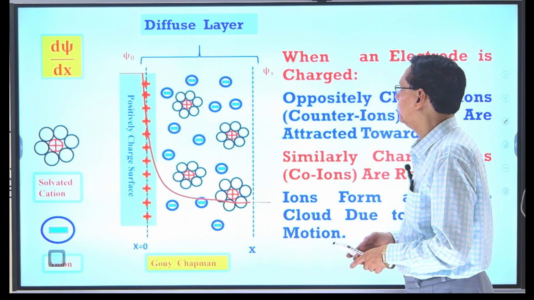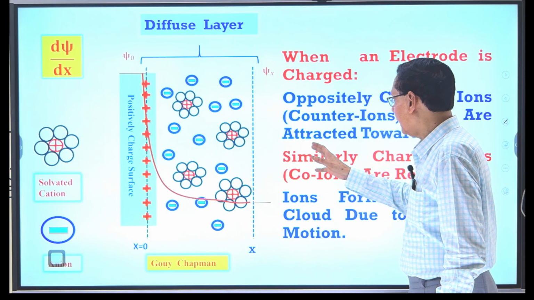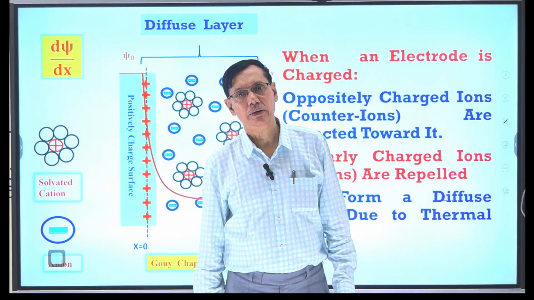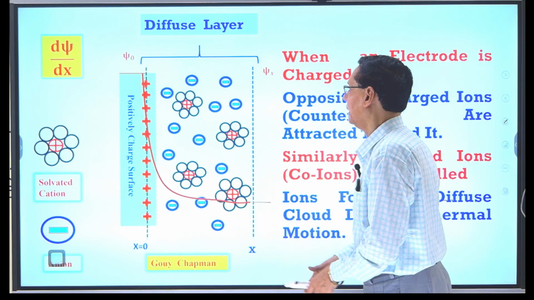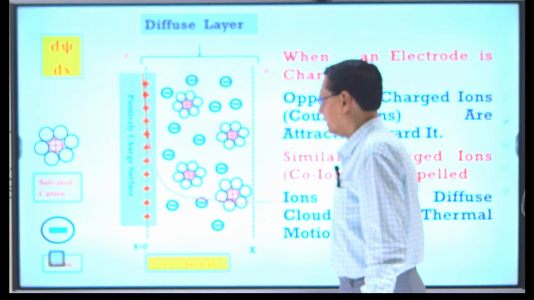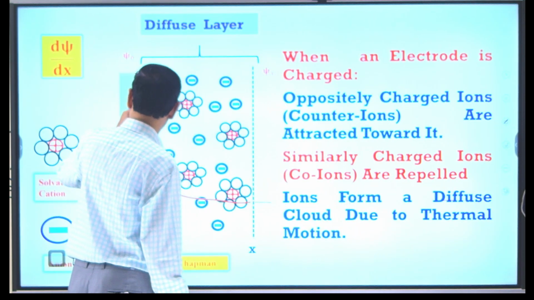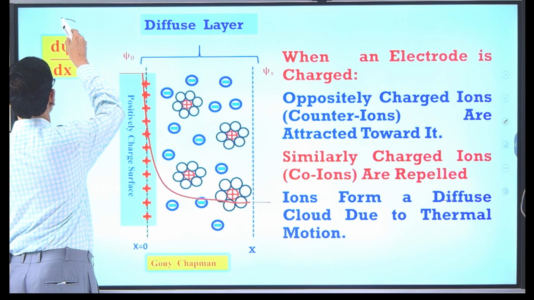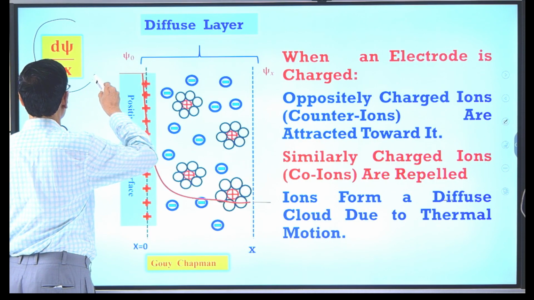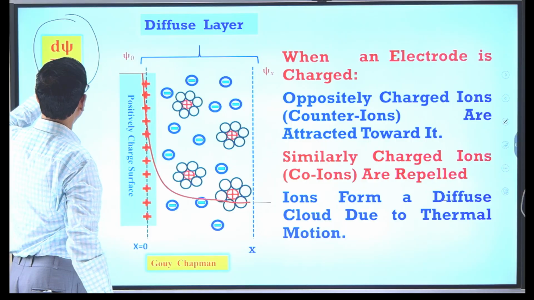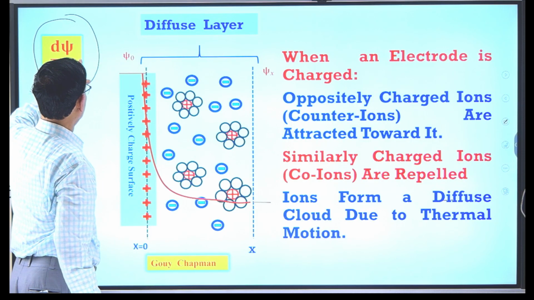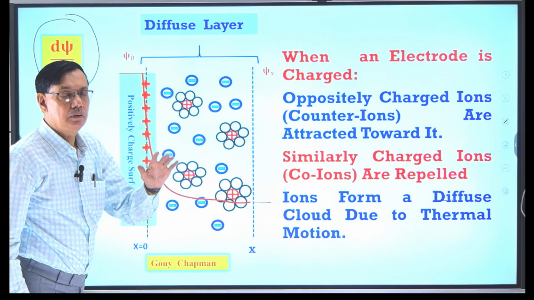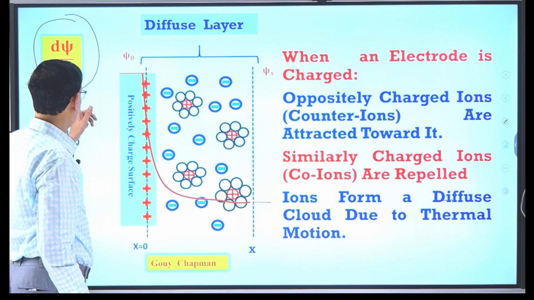Now I am coming to the diagram of this Gouy and Chapman layer. You have to understand this very well. Now you see that I am just talking about the main problem, which is dψ/dx. This is the main formula: the change in potential gradient with respect to the distance.